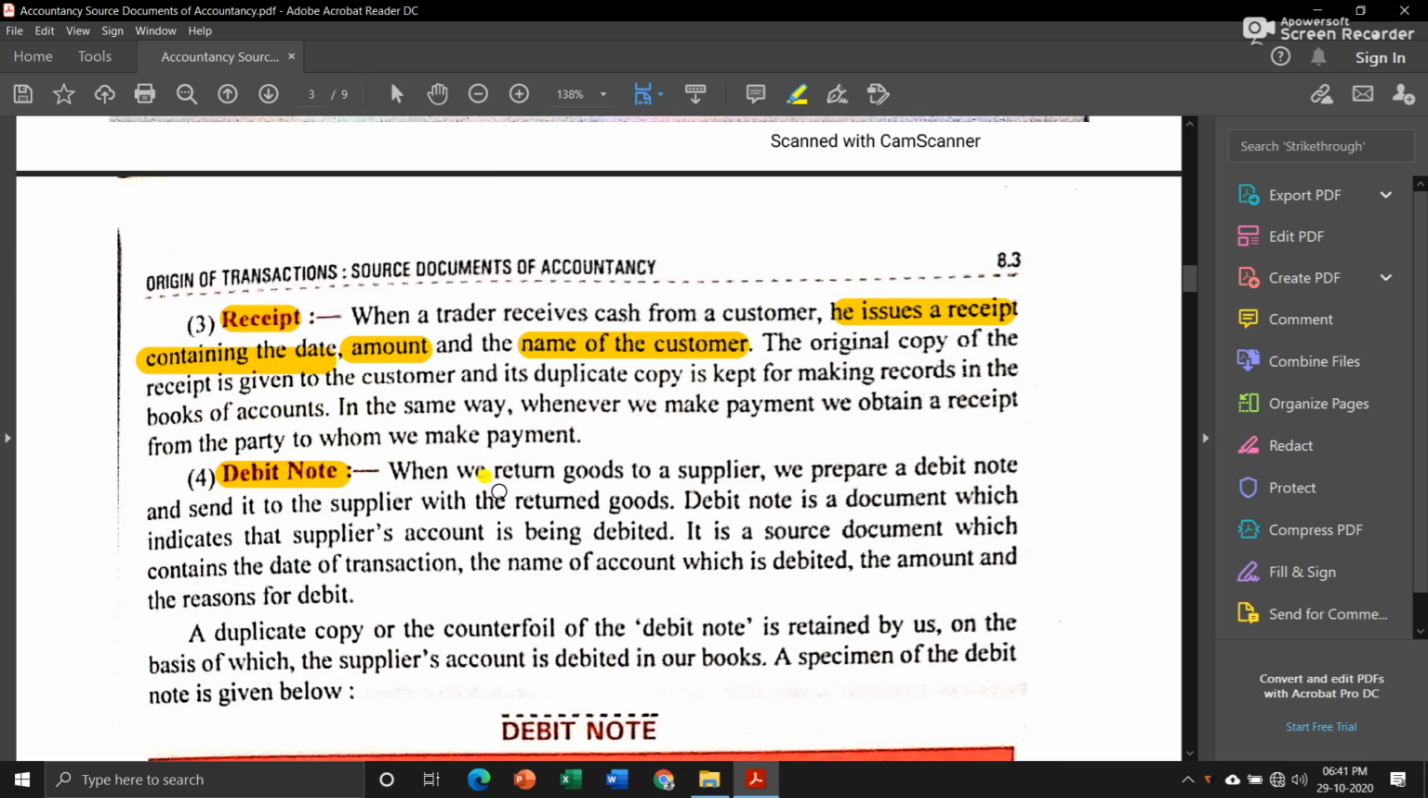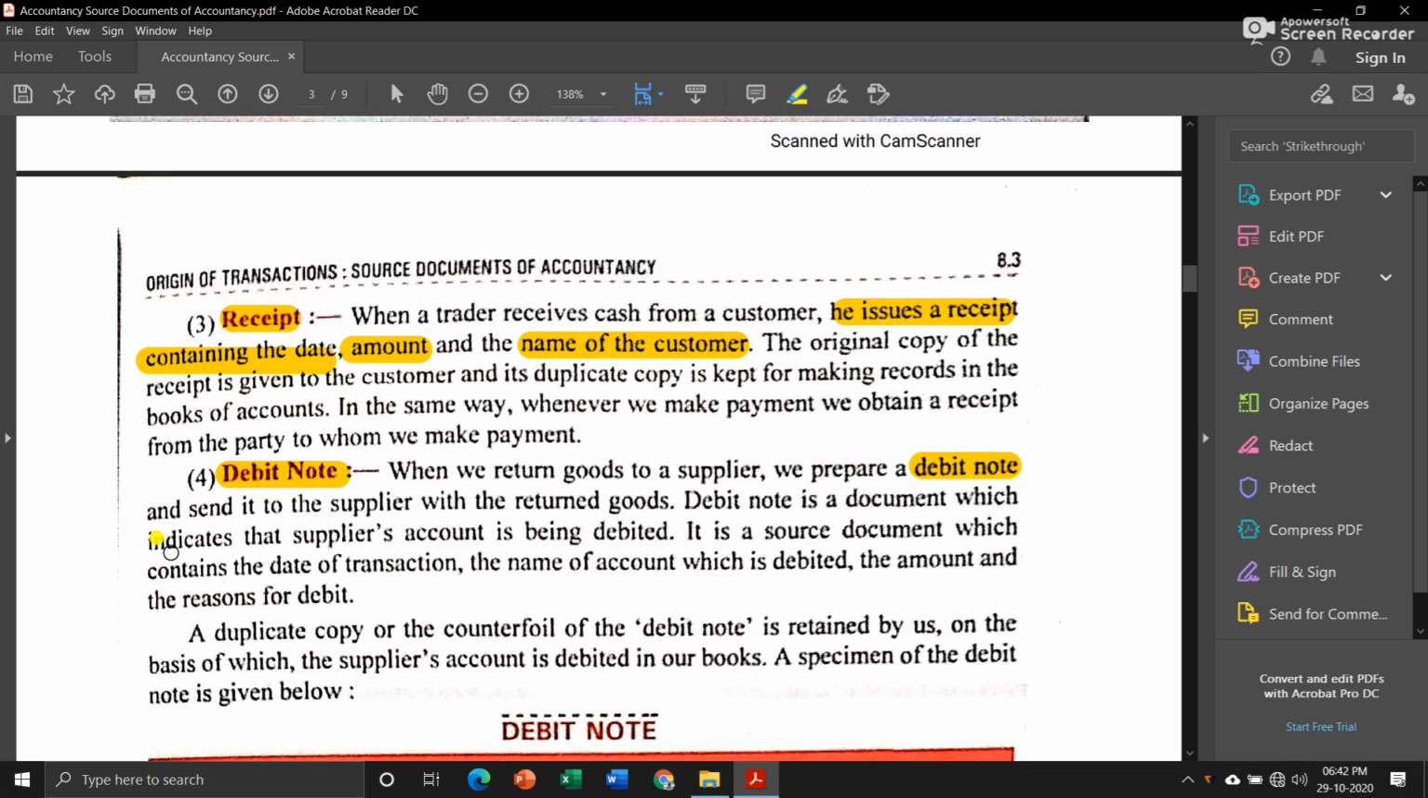Then next is debit note. When we return goods to a supplier, we prepare a debit note and send it to the supplier with the returned goods. Let's take an example that you have purchased some goods from a supplier, but you didn't find those goods suitable, or there are some defects in those goods. Now you will return those goods to the supplier, but along with the goods you have to prepare one document that is known as a debit note, and in that debit note you will mention all the necessary information, and along with the returned goods you will give that debit note to the supplier.